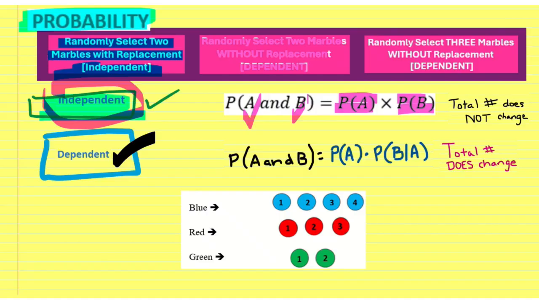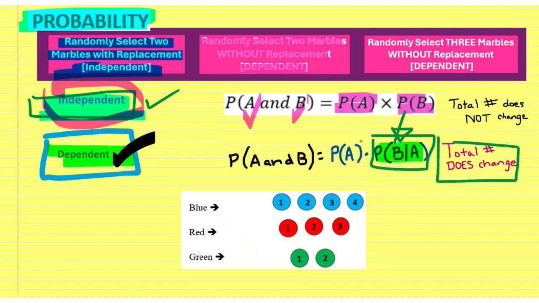But in the dependent situation, something happens to the second probability. That is what this part of this formula addresses. This part changes. It changes from a normal, simple probability because the total number does change, and the probability of the second thing is affected by the probability of the first thing because that total number is going to change.